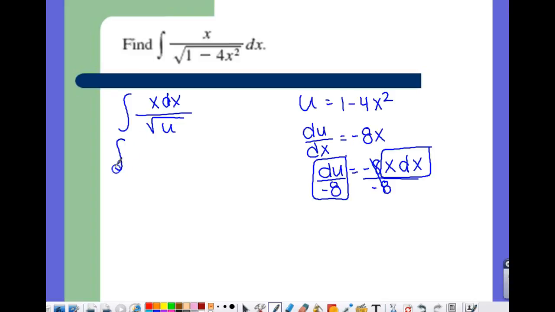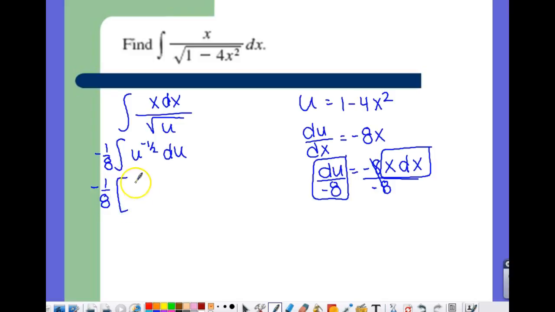So that my integral becomes negative 1 over 8. Remember, we love to pull out constants. I'm going to bring my square root up as a negative exponent. So I get negative 1/8 u to the negative 1/2 du. And now I simply antiderive.